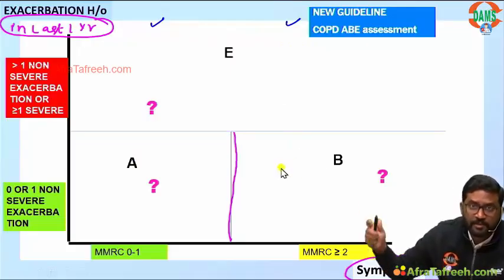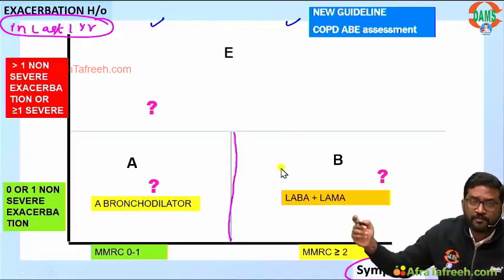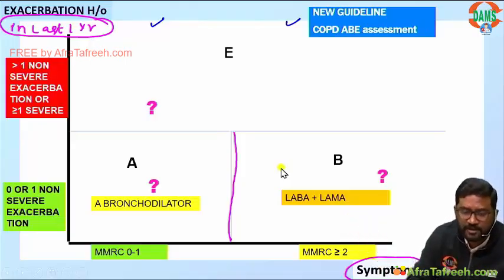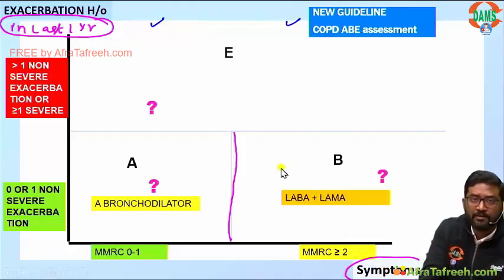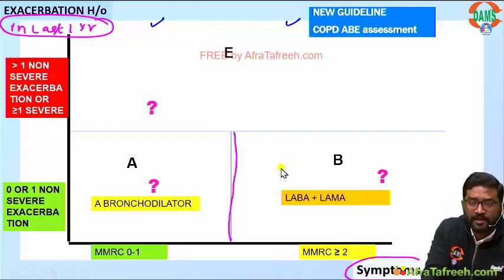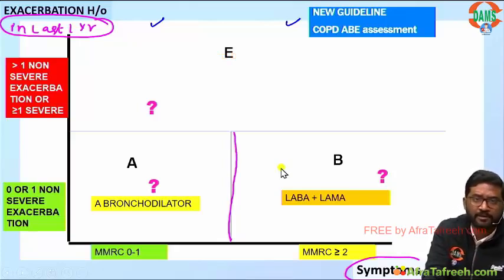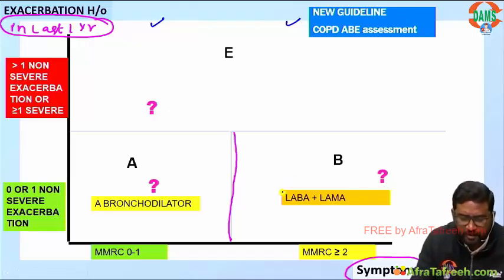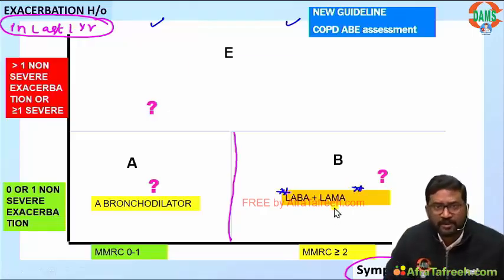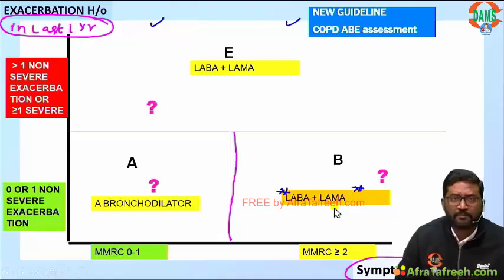In the older textbooks, it is COPD ABCD. Now in the newer textbooks and guidelines, it is COPD A, B, E assessment. What is the treatment that you give? For A, it is a bronchodilator. For A, any bronchodilator you can give: SABA, SAMA, LAMA, LABA. Whereas for B, it is always a combination. E, you can start with a combination, LABA plus LAMA.